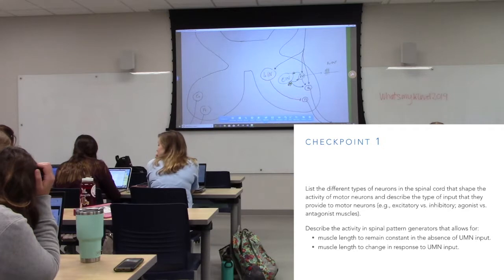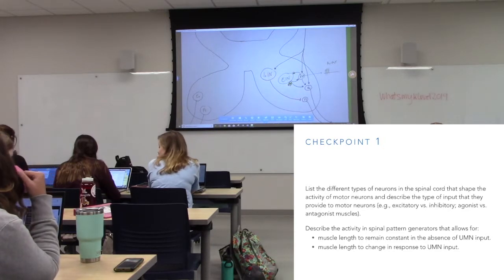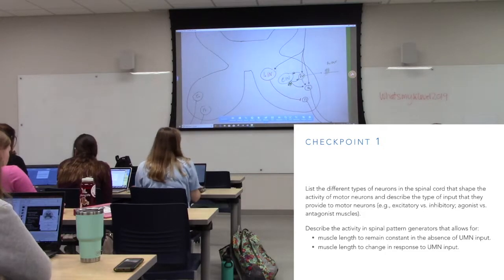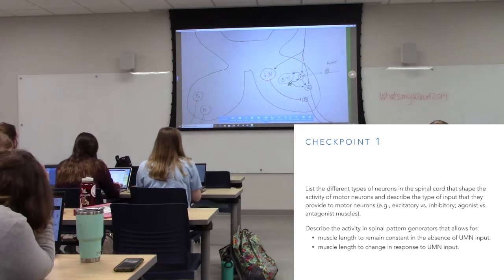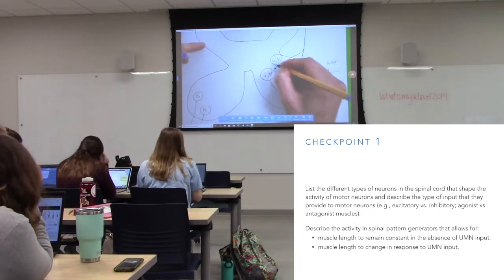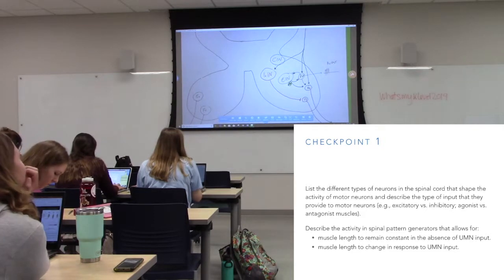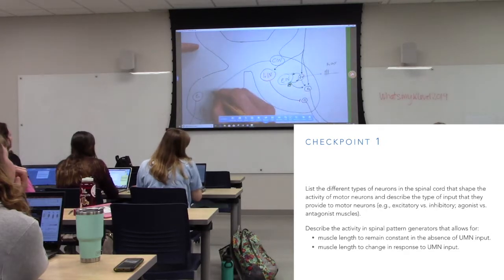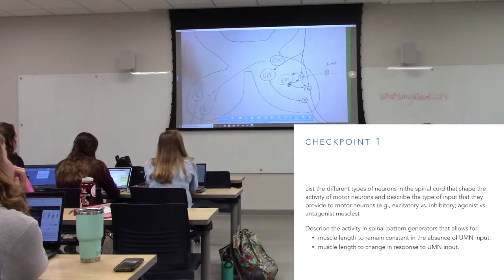We have the commissural inner neurons. Great. What do those do? They cross the midline to coordinate left and right movement. So when one side is active, it's stimulating inhibitory input on the other side. Great. They have their own circuit for extensor flexor. Let's not worry about that.